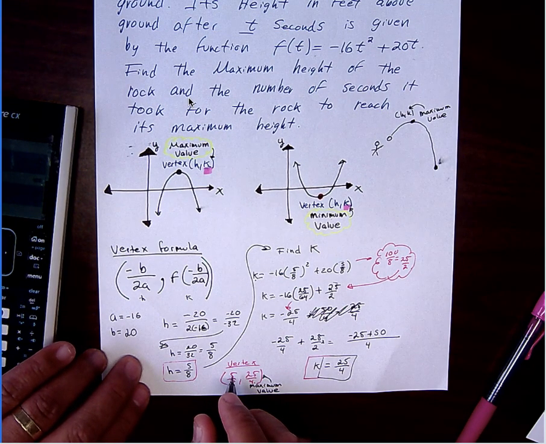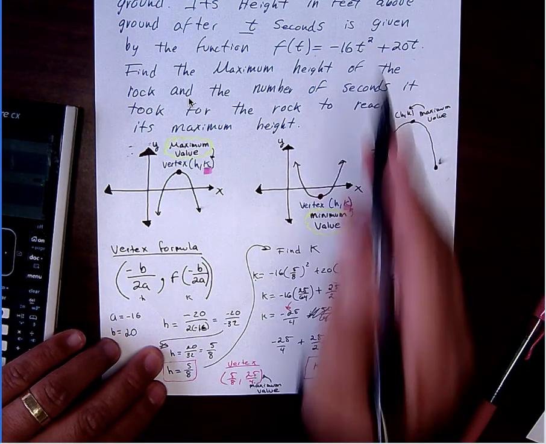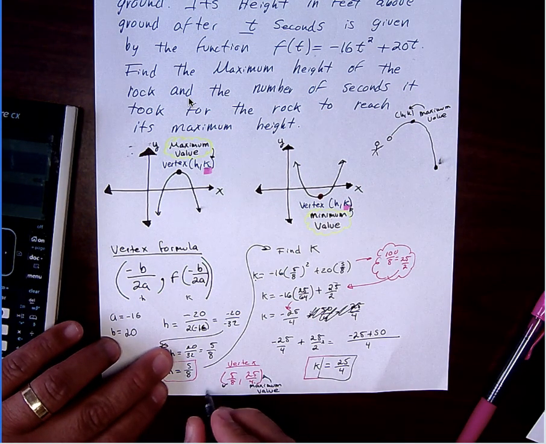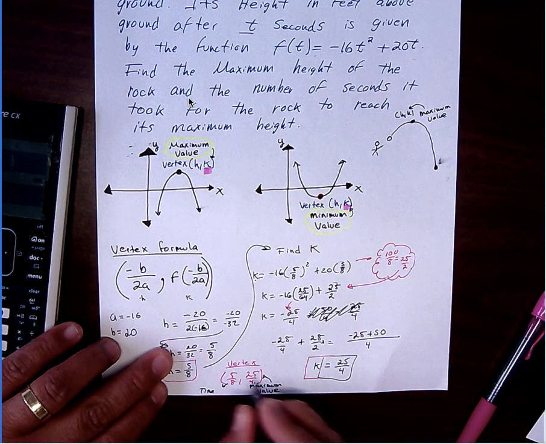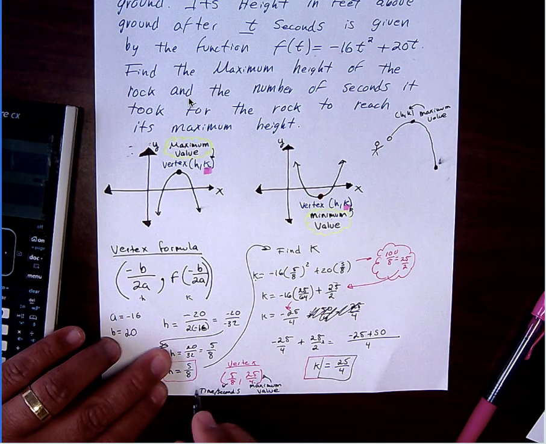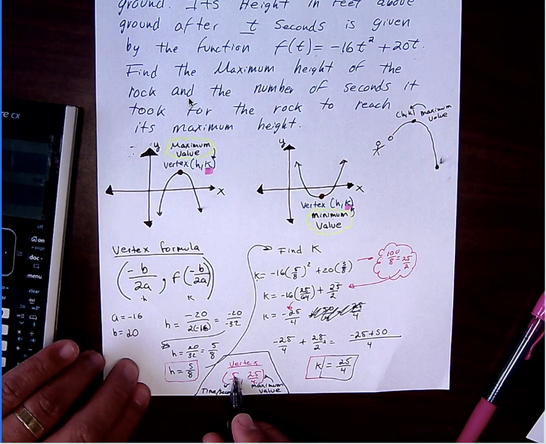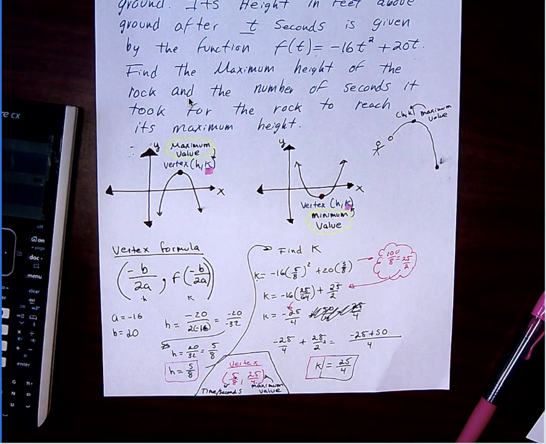And what does the other number mean? The seconds. So this is the time. Remember, the t was the time, which is the x. This is the time it took for this to happen, time in seconds. So that would be the answer: 5/8 of a second it took the rock to reach a maximum height of 25/4. That's what it means. Thank you guys. That's it for today.